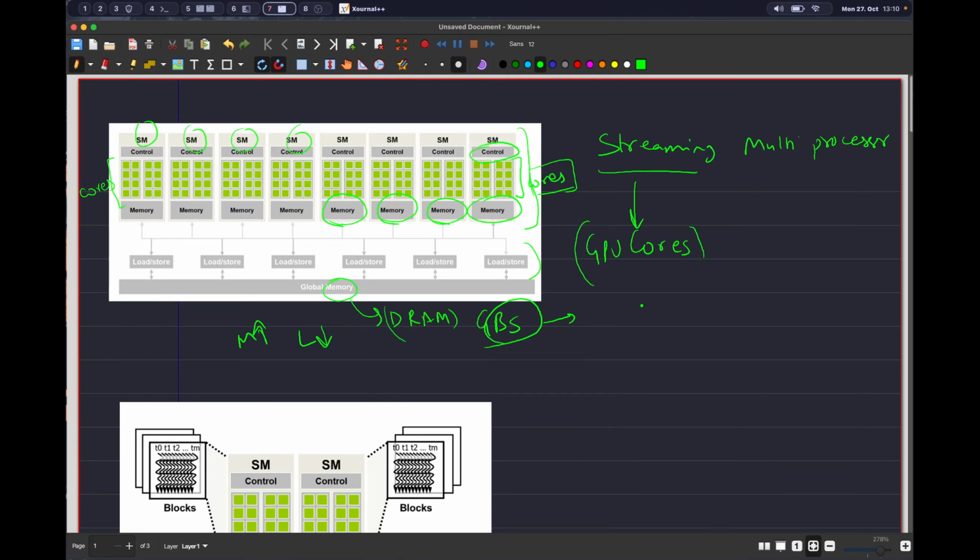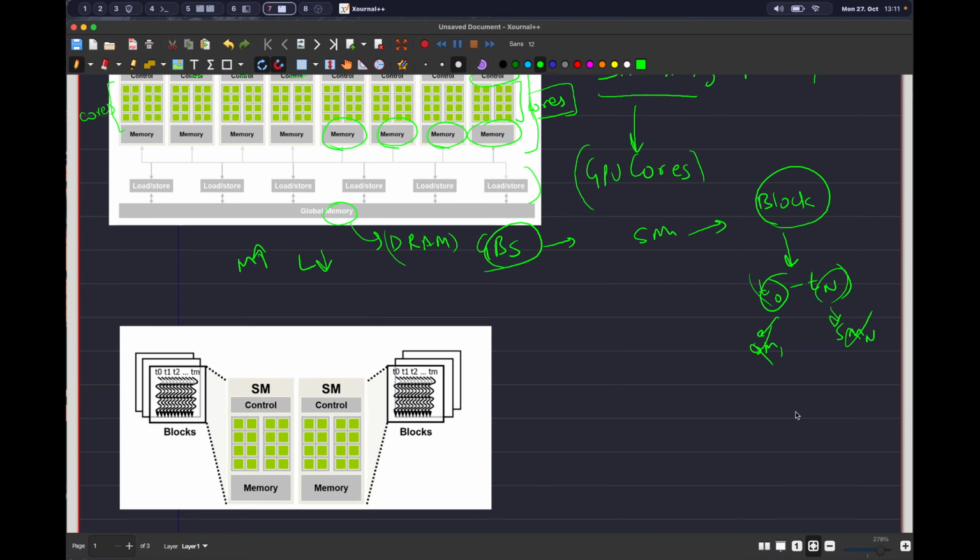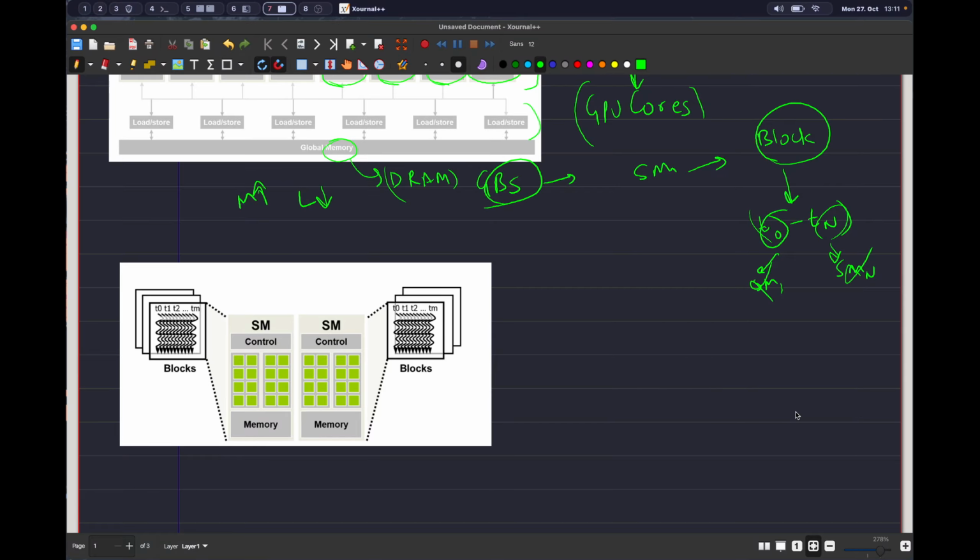Now, each streaming multiprocessor works like this. Whenever you invoke a block of threads, each block will get assigned to some streaming multiprocessor, with all the threads in that block. So this will have, let's say, n number of threads. All of these threads will get assigned simultaneously to one single SM. It won't happen that thread 0 in a block is in SM1 and thread n is in SM2. It does not work like this. All of the threads will be assigned to the same particular SM.